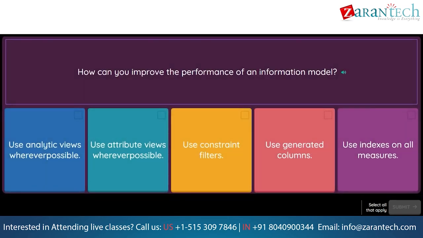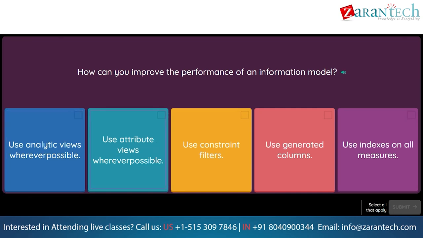Question: how can you improve the performance of an information model? Option 1: Use analytic views wherever possible. Option 2: Use attribute views wherever possible. Option 3: Use constraint filters. Option 4: Use generated columns. Option 5: Use indexes on all measures.